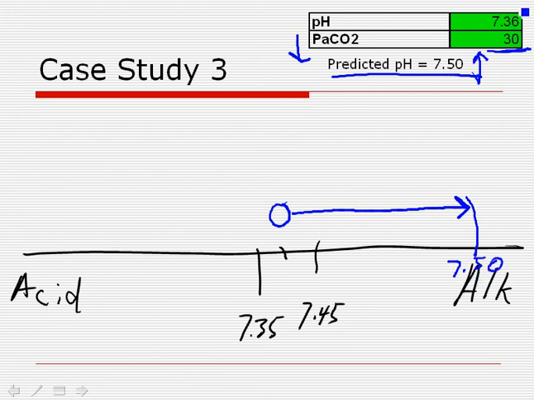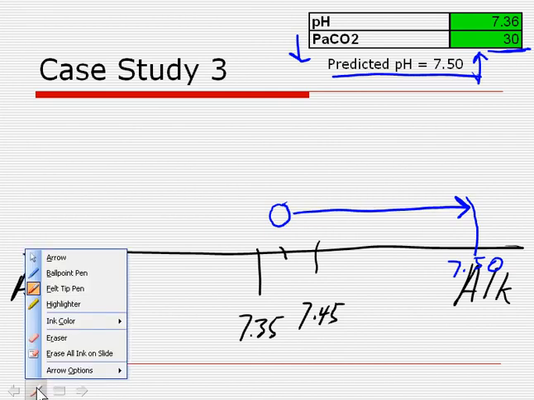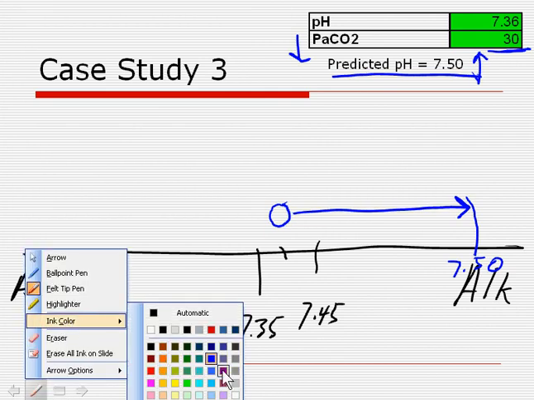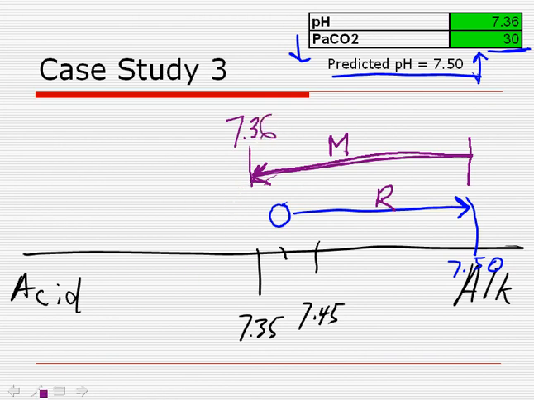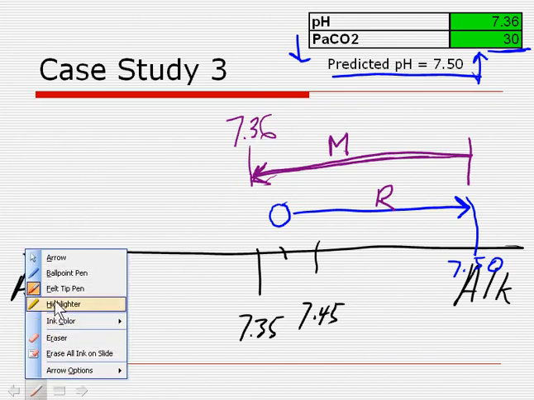Now what's happening with my metabolic component? Don't rush into your analysis just yet. Let's draw the metabolic component. The metabolic component starts here and it takes us down to a pH of 7.36. So I've got my respiratory component here and my metabolic component here. The metabolic component is longer, so it's the major effect, giving me an overall pH of 7.36 as my final pH.